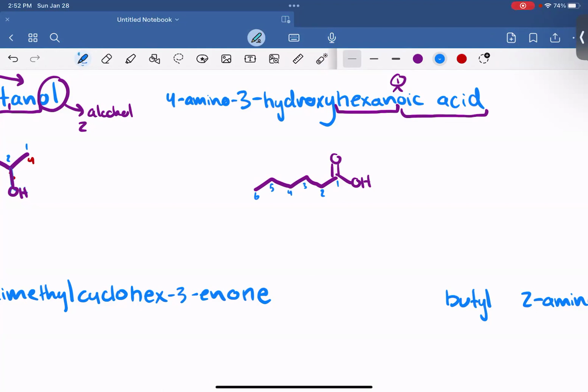And then we'll just piece out the substituents onto it. So 3-hydroxy and 4-amino. On the 4 carbon, we have an amine coming off of it, NH2. And then on the 3 carbon, we have a hydroxy group, which is an alcohol. Okay, that is what I drew: 4-amino, 3-hydroxy, hexanoic acid.